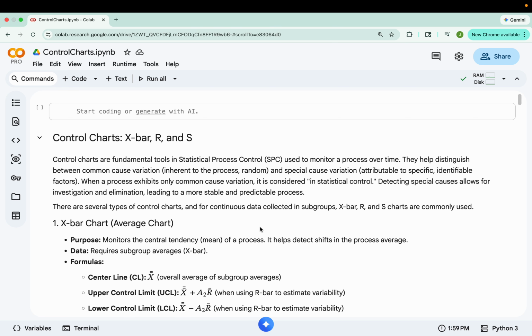Talking about statistical process control and producing the control charts for X bar, the average, and for measures of variability. In statistical process control, there are two types of variability: the range, R, which is your max minus your min, and your standard deviation.